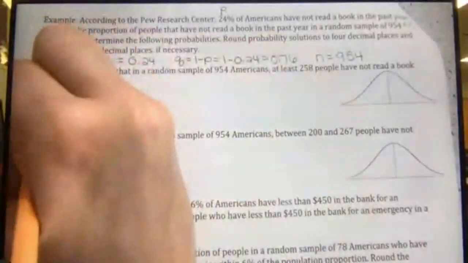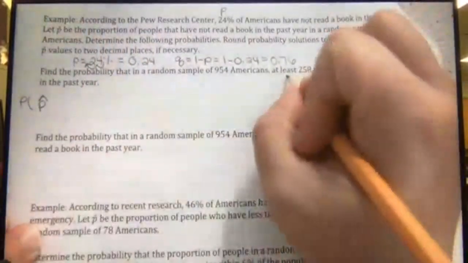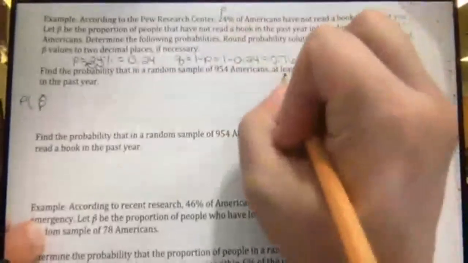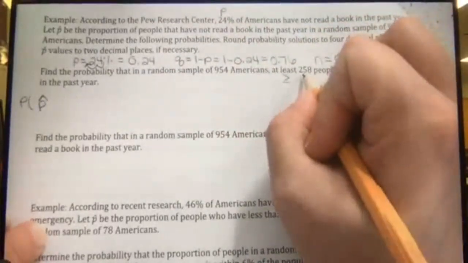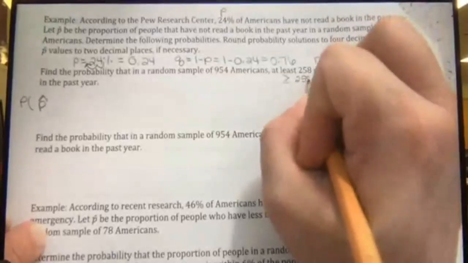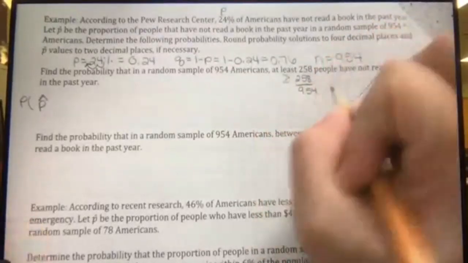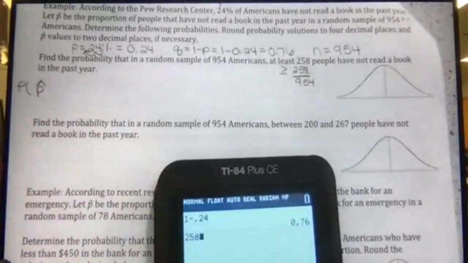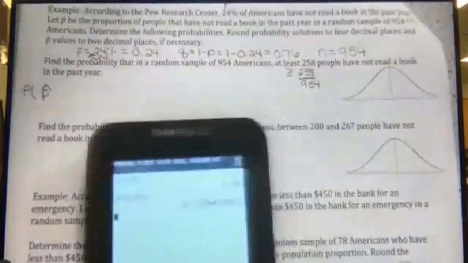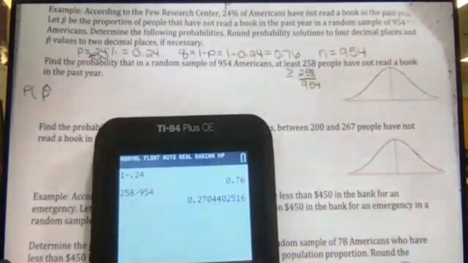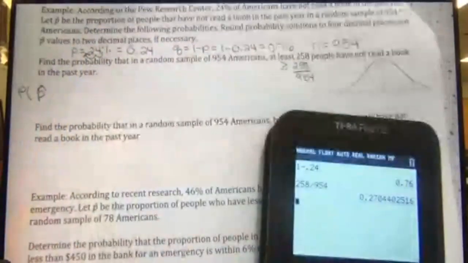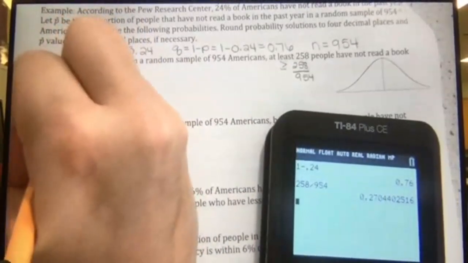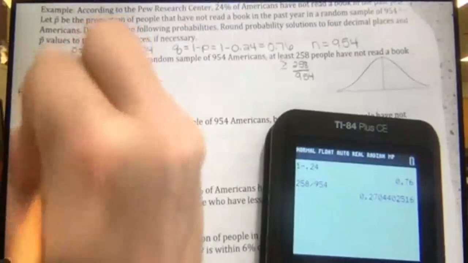So find the probability that in a random sample, our p hat is at least, so greater than or equal to, 258 who have not read a book, so 258 out of the 954. 258 divided by 954 will give us our p hat. So 0.27. It told us to round p hat values to 2 decimal places. So what's the probability that p hat is at least, so greater than or equal to, 0.27?